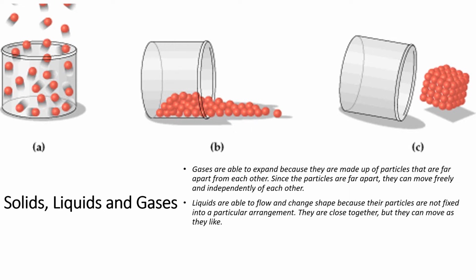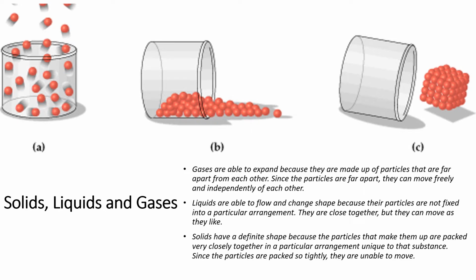Next, we have liquids, which can change shape pretty easily since the particles are not in a fixed position, and they are closer together than gas particles. Lastly, we have solids, which have particles that are packed very tightly together, making it hard to move around. Thus, solids have a definite shape.